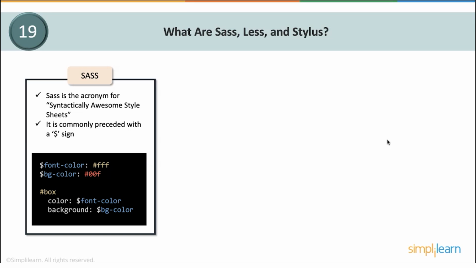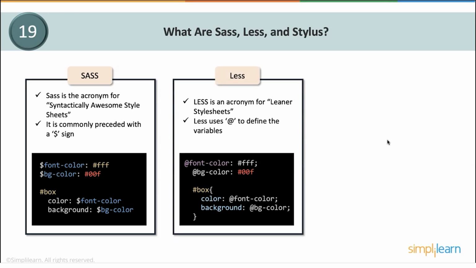It is a third-party tool, but it is very awesome CSS, which can offer you mathematical functions as well as reusability. Then you talk about Less, which stands for Leaner Style Sheets, where all variables start with the at sign. In Sass, every single variable starts with a dollar sign.